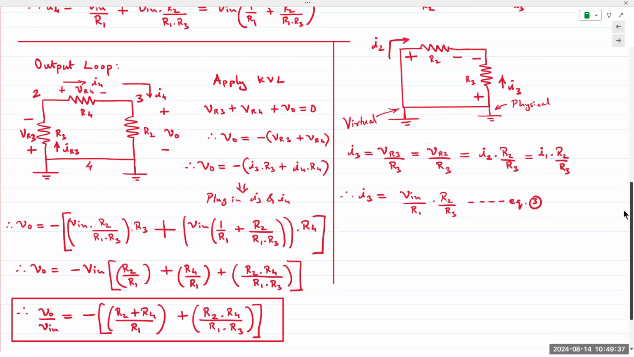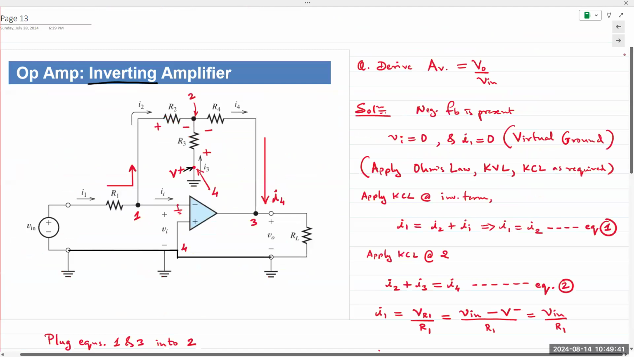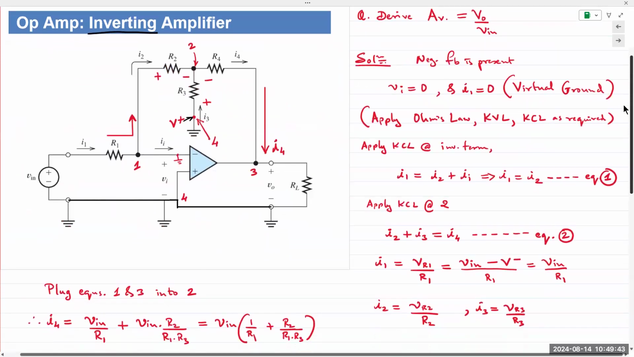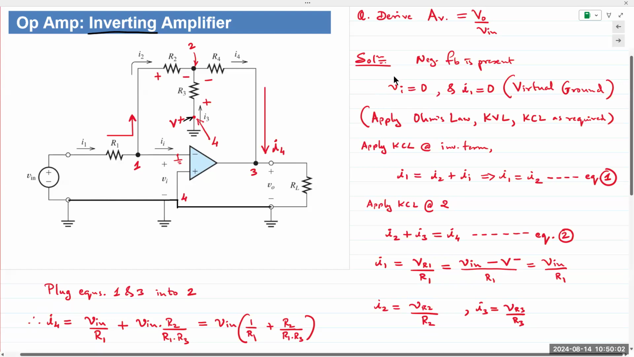Okay, just a recap. We have an inverting amplifier. The standard first step is to see if negative feedback is present. It's present, so we can assume that Vi is equal to 0, because the non-inverting terminal is connected to ground, which is node 4 at the bottom. And because that is connected to ground, we can say total voltage input and total current input, Vi and Ii, are equal to 0 by the concept of virtual ground or virtual short.